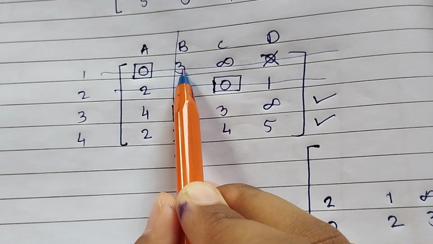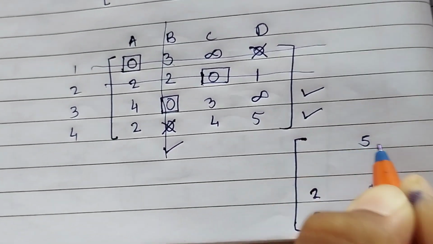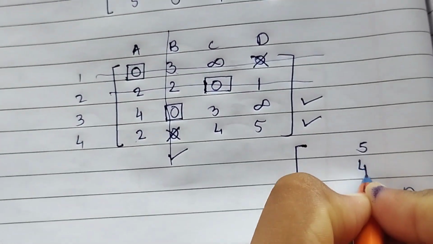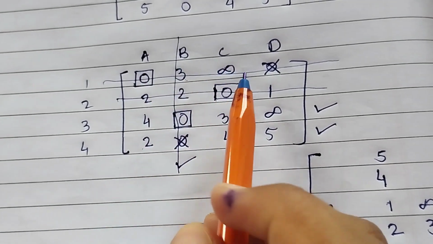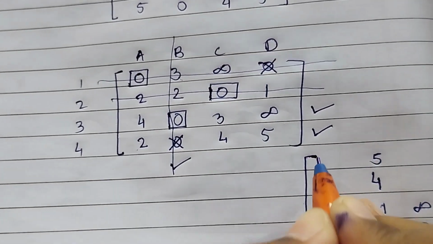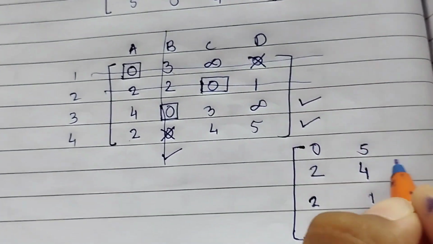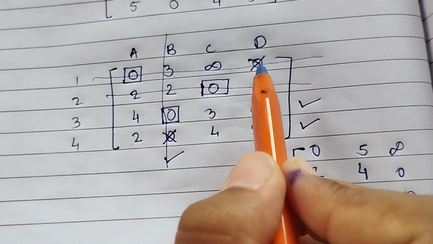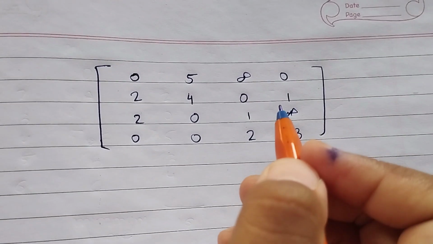3 plus 2 is 5, because here is the intersection of two lines. 2 plus 2 is 4. Now the remaining elements, which are covered by a single line, we write as they are. So this 0, 2, this infinity, 0, infinity, 0 and 0, 1. So this is our reduced matrix now.